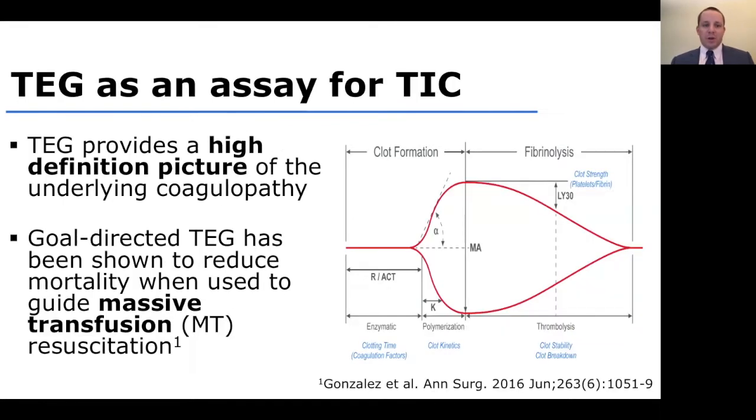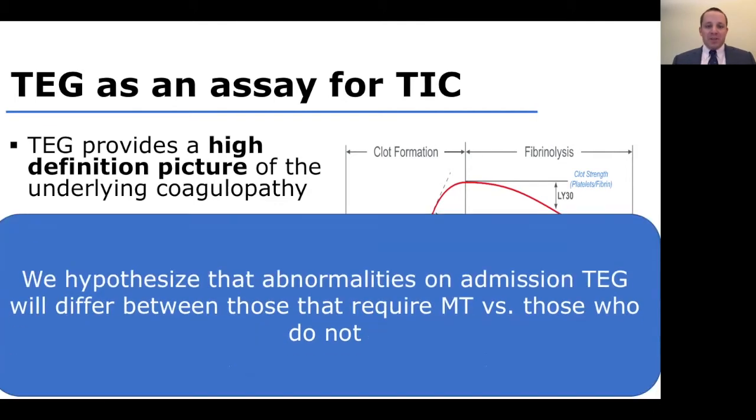bleeding trauma patient. Thromboelastography, or TEG, on the other hand, is a real-time point-of-care test that provides a high-definition global picture of the underlying coagulopathy. It measures not only how quickly we form clot, but also the clot strength and the rate of clot breakdown. In adults, goal-directed TEG has been shown to reduce mortality when used to guide massive transfusion resuscitation. But there remains limited data on the utility of TEG in directing resuscitation of pediatric trauma patients.